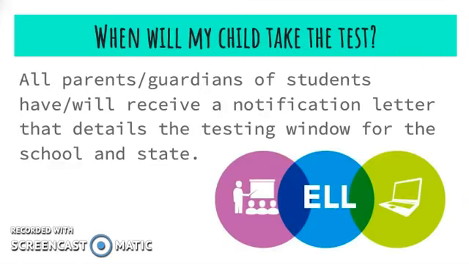So you might be wondering when your child will be taking the Access assessment. All parents and guardians of students will receive a notification letter that details the testing window for the school and state of their student. In general, this testing window will occur sometime between January and the end of March. However, the exact testing dates will be detailed on that letter.